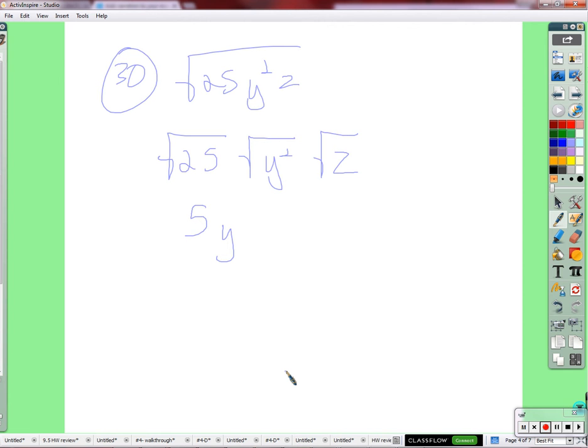What's the square root of z? Square root of z. If I were to write it, I might write some other letter, a or something, but I don't know. And there's no way to simplify it like y squared. So square root of z just stays square root of z.